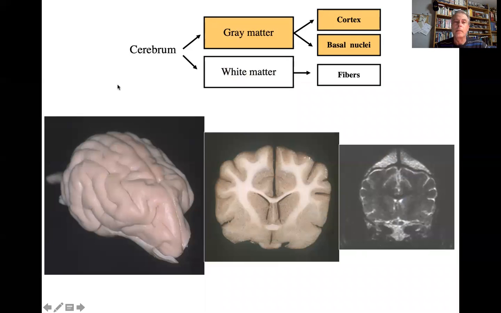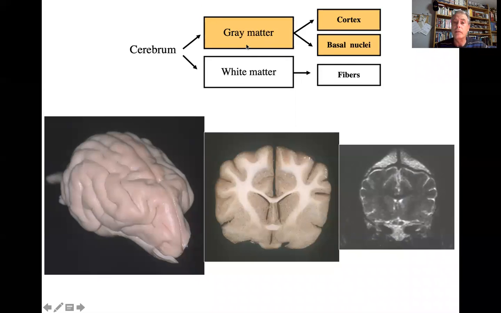Okay, we will start with the cerebrum. The cerebrum is formed by two cerebral hemispheres that are separated by the longitudinal fissure. And as you see, the more external part of the cerebrum, the cerebral cortex, is folded. Between these folds, there are sulci, right? These folds are called gyri.